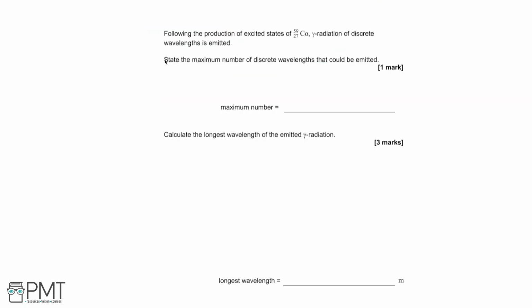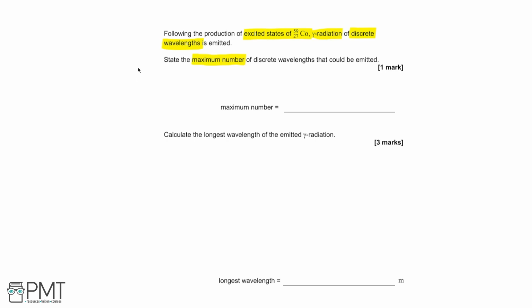The next part of the question says, following the production of excited states of cobalt-59, gamma radiation of discrete wavelengths is emitted. State the maximum number of discrete wavelengths that could be emitted. In order to answer this question, we need to relate the difference between the energy levels of the nucleus and the photon energy and its wavelength.